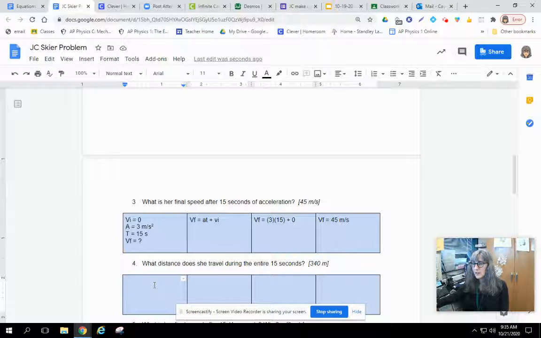The next one is, what distance does she travel during the entire 15 seconds? So our givens are basically the same, so I'm going to copy and paste them.